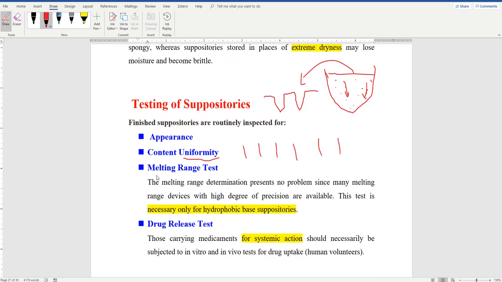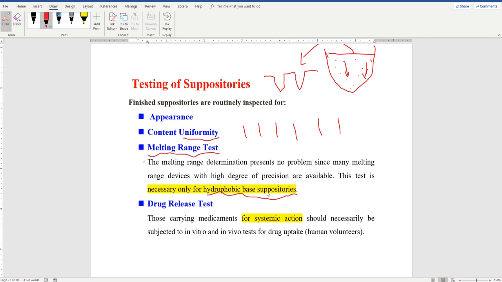Another important thing that you need to do only with oleogenous suppositories or hydrophobic suppositories is the melting range test. This is important because for oleogenous or hydrophobic suppositories, the release of the drug depends on melting. So that's why you need to do that. And I'm sure you are familiar with the melting point equipment, probably from organic chemistry. Such apparatus can be used for determining the melting point range.